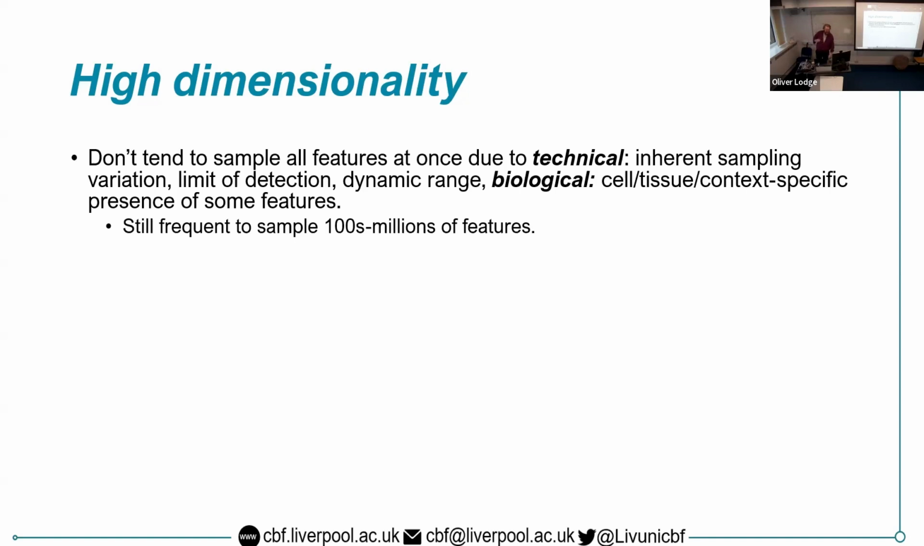Issues of limited detection. The instrument you're using might not be sensitive enough to pick up individual, very poorly abundant features. But that also relates to the dynamic range. If I'm trying to measure proteins, the far end of the scale is one arbitrary unit, and the other is a billion arbitrary units, or 10 billion, let's say. With the technologies that we have, it's quite difficult to accurately quantify each end of those scales.